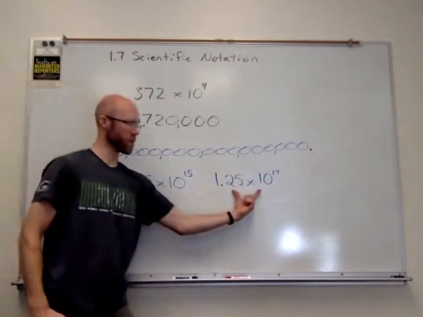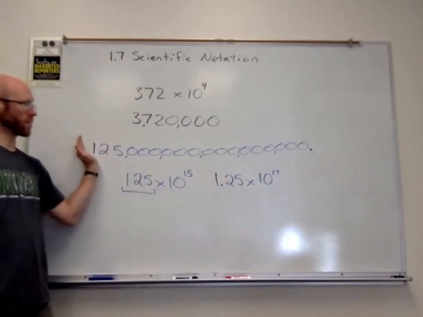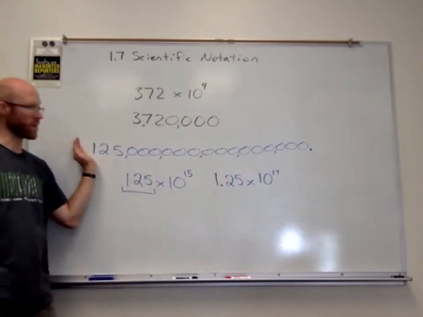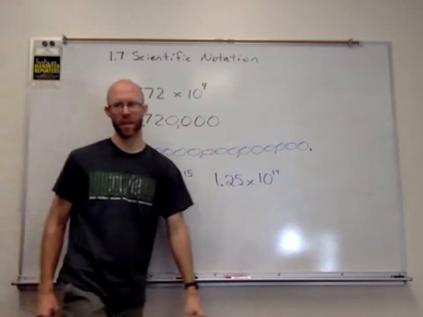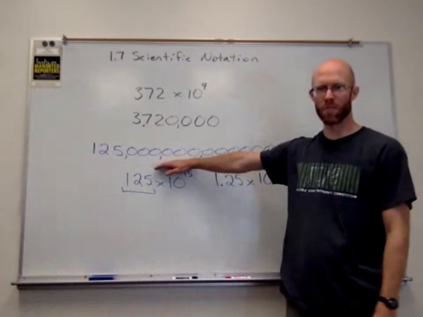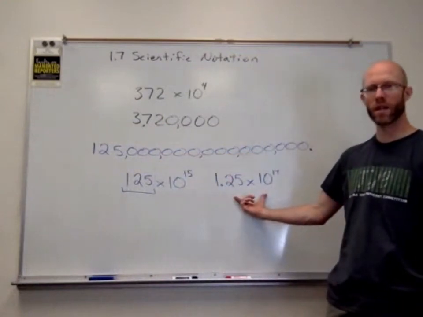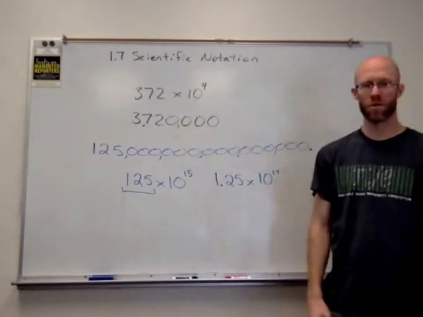Clearly, this number on the right is way easier to write and deal with than this top number with all the zeros, having to count them all out and keep track of everything. If I wanted to multiply or divide this number with some other stuff, it's a lot easier to work with these powers than it is to deal with all those zeros.